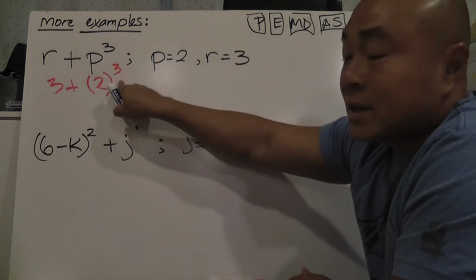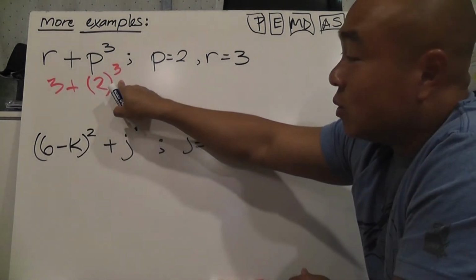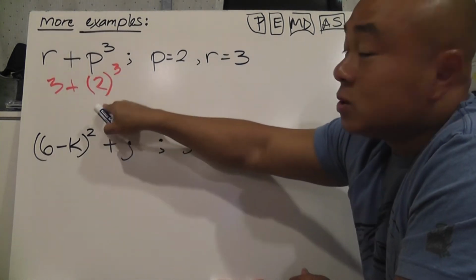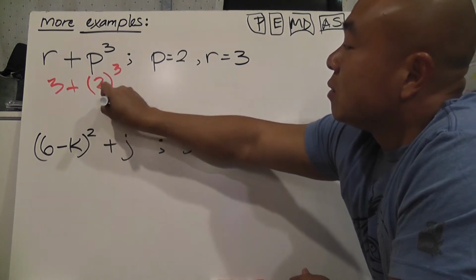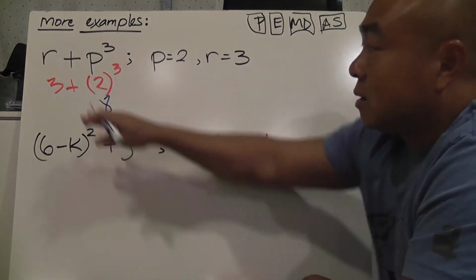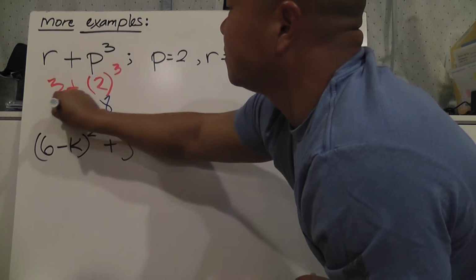2 to the third power means 2 times 2 times 2. It doesn't mean 2 times 3, it means 2 to the third power. So that is going to give us 8, because 2 times 2 is 4, 4 times 2 is 8. Go ahead and bring down the rest.